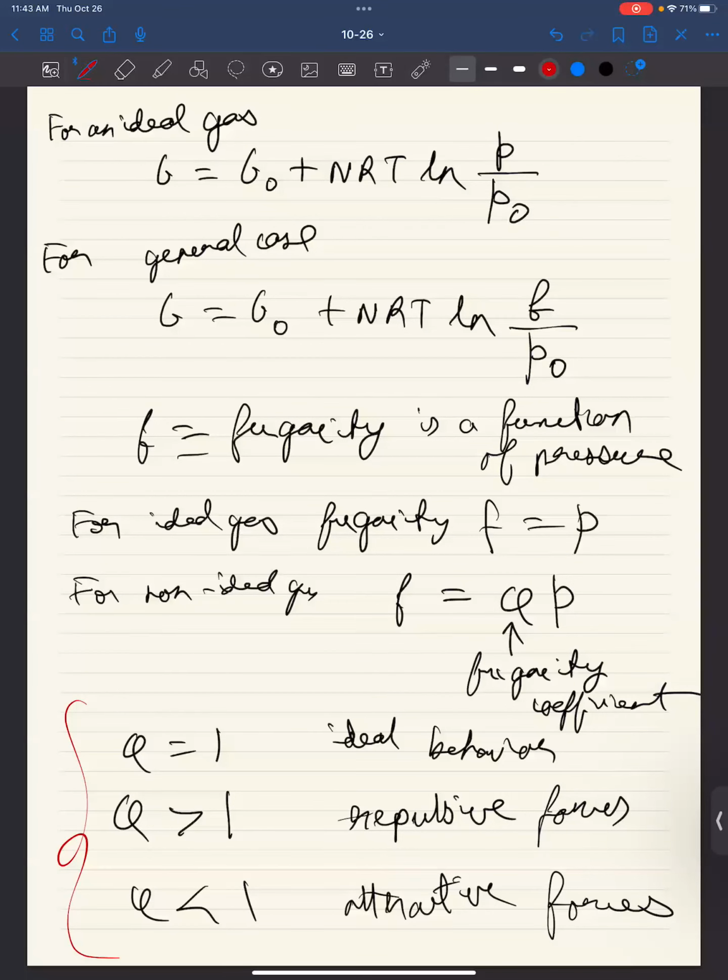So let me draw the graph. You'll see phi is equal to one tells you that you're approaching ideal behavior. Okay, let me get to this. This is a very good point. So let me start by asking you. Clearly, me asking you questions does not seem to stop you from asking me questions. I'll keep asking you questions.